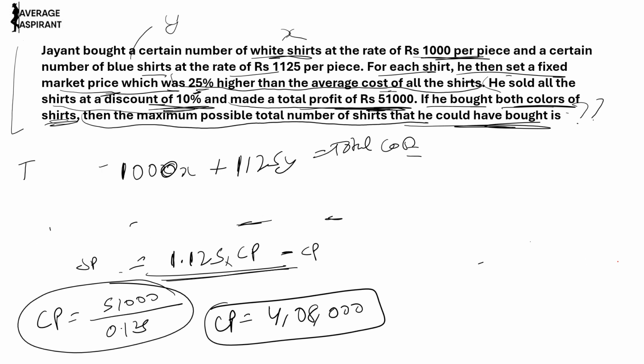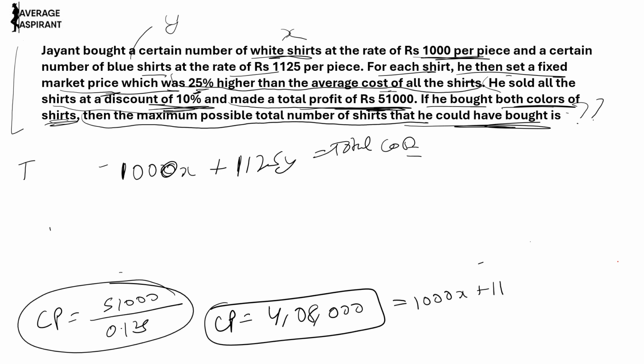Total cost price. We also know that the total cost price is 1,000x plus 1,125y. Now, maximum possible value of total number of shirts. Total number of shirts is x plus y. We need to maximize it. So to maximize x plus y, because the rate of y, blue shirt, is higher, we would buy minimum of y. Then automatically we can buy maximum of x.